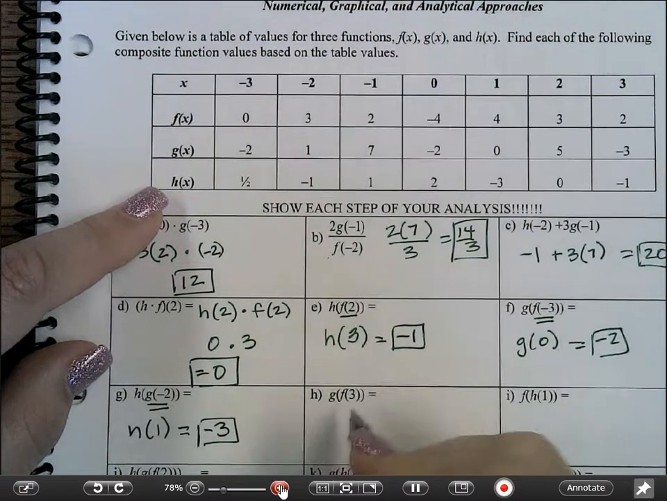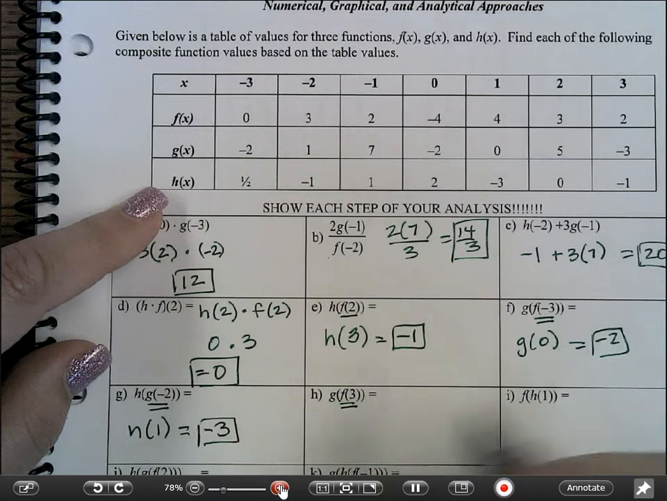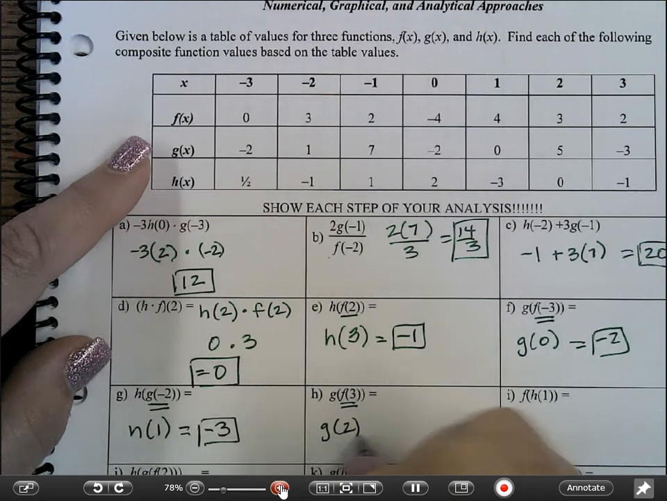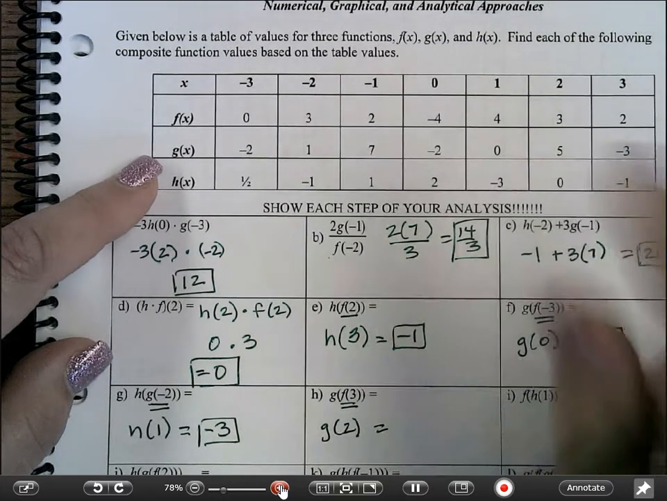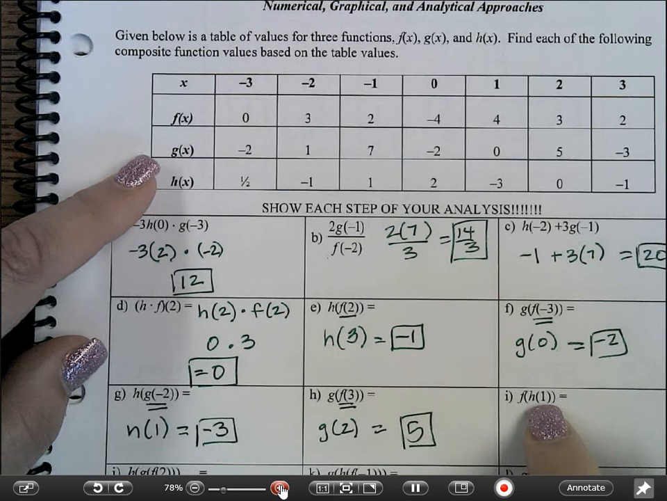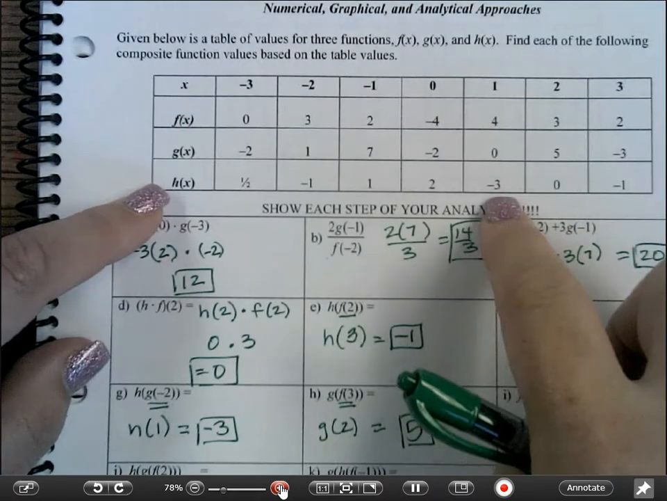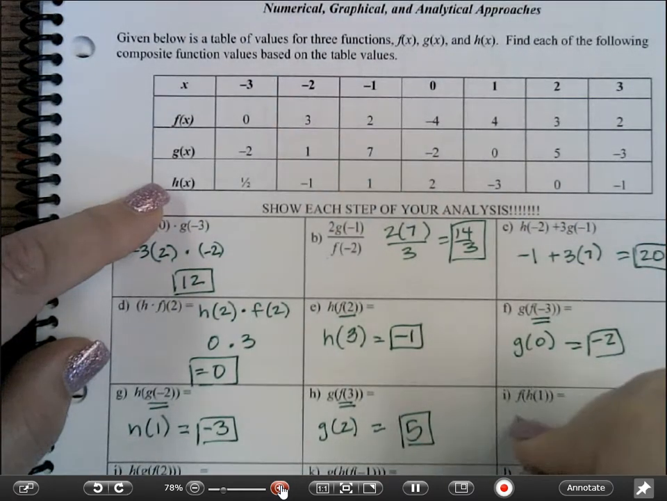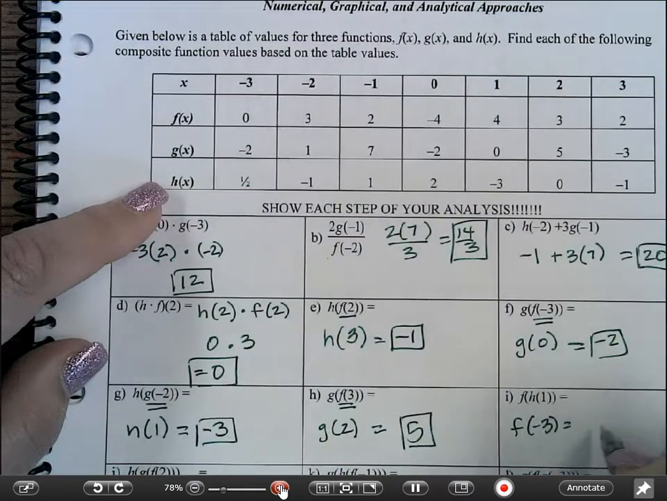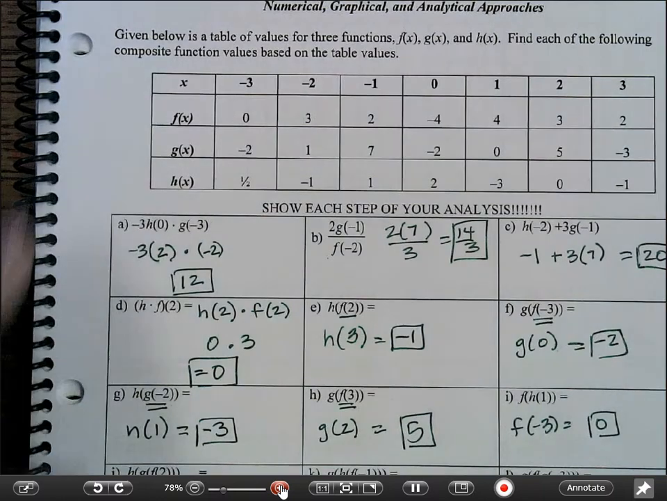All right, so f of 3 is going to give us 2. So we have g of 2. G of 2 gives us 5. H of 5 is going to give us negative 3. So f of negative 3. Negative 3 into the f function is 0.